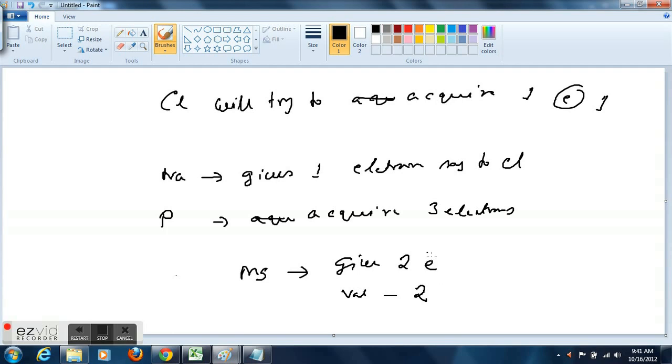Whereas in the case of magnesium, which has 2 electrons in the outermost shell, it will try to give up 2 electrons to reach the octet. That means it will come one shell lower, where it will have the octet. So magnesium will give up 2 electrons. Giving up electrons is called positive electrovalency, and acquiring electrons is called negative valency. So that is the reason. Chlorine having 7 electrons will try to acquire 1 electron and show a valency of 1.